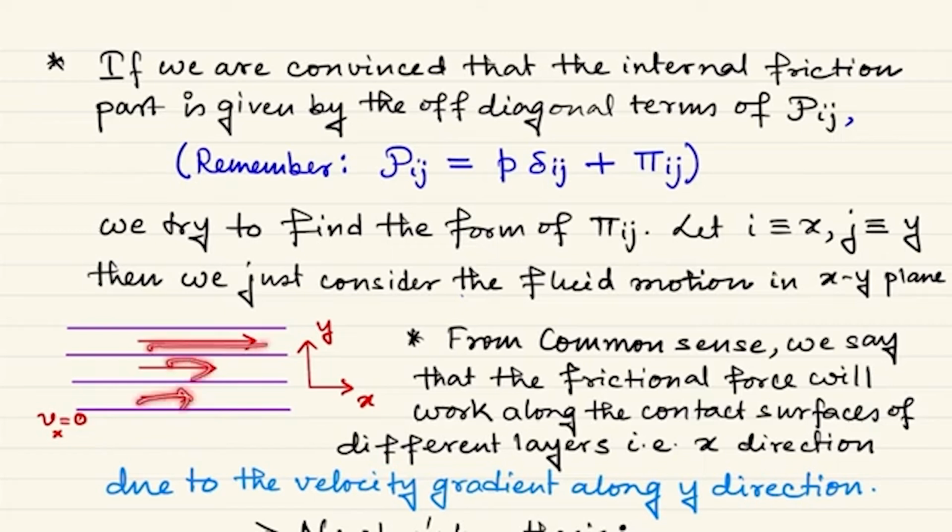Okay, and let's say this is the ground at which the flow is at rest. So the fluid is at rest because of the contact with the floor.